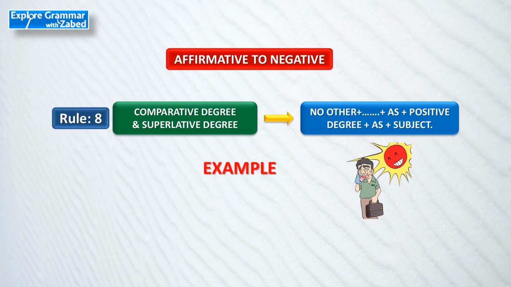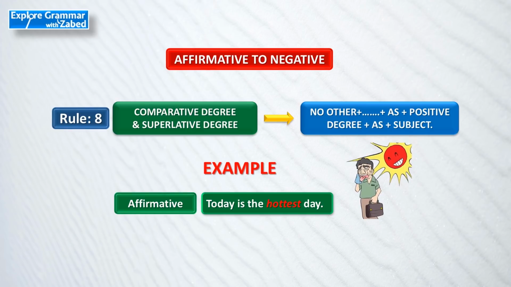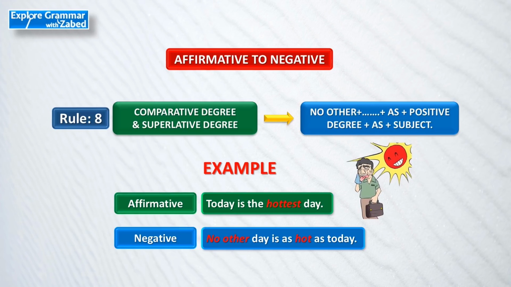Today is the hottest day. In this sentence, hottest is the superlative degree. So while converting this affirmative sentence to a negative sentence, it becomes no other day is as hot as today. Hot in the sentence is the positive degree. I guess now the rule is clear to you.